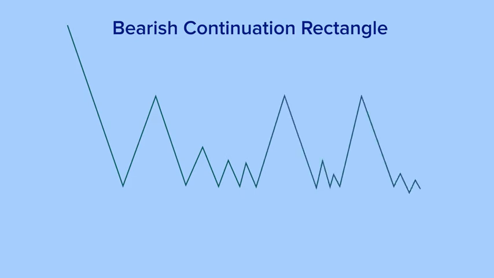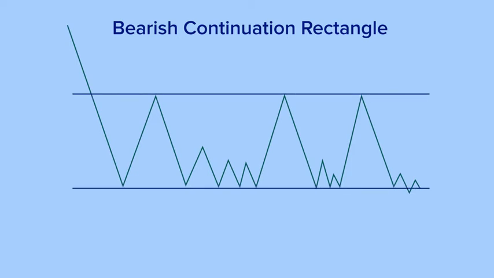Now let us talk about the rectangle being formed in the down move. Let us first talk about the continuation and finally we will talk about the reversal. So what happens? First there is a down move, then there is a price congestion, up and down, highs and lows are almost in a similar range and within a rectangular formation.